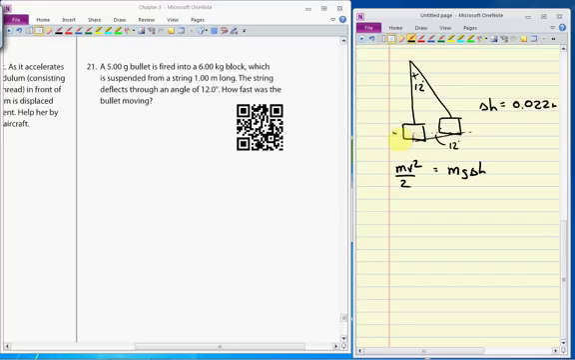The kinetic energy of that bullet is not conserved. This is an inelastic collision, so we cannot simply say I know what the kinetic energy of the bullet was based on the maximum height of the ballistic pendulum.